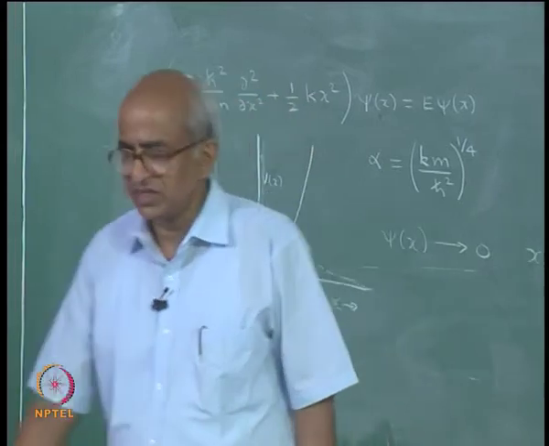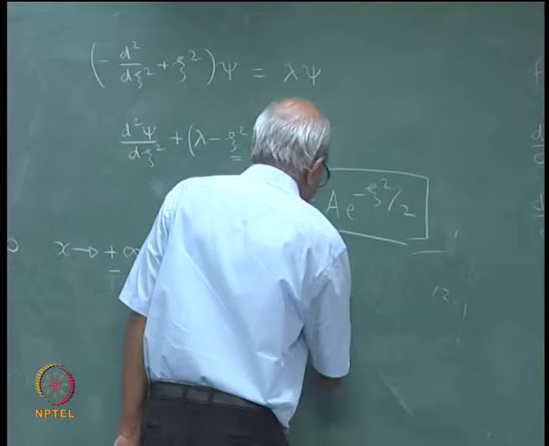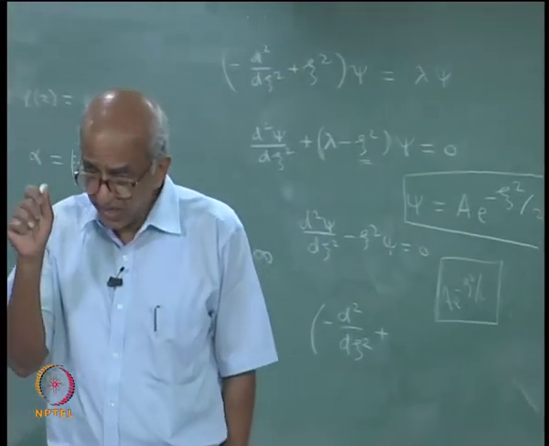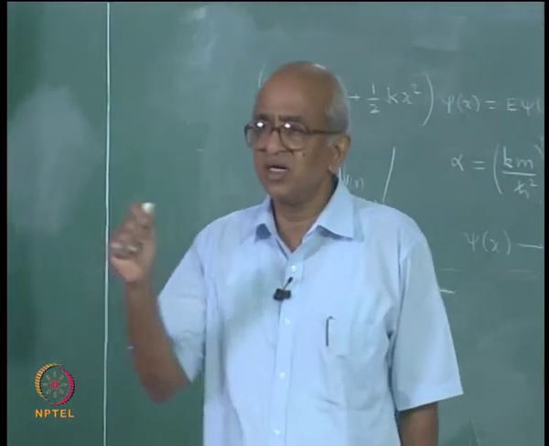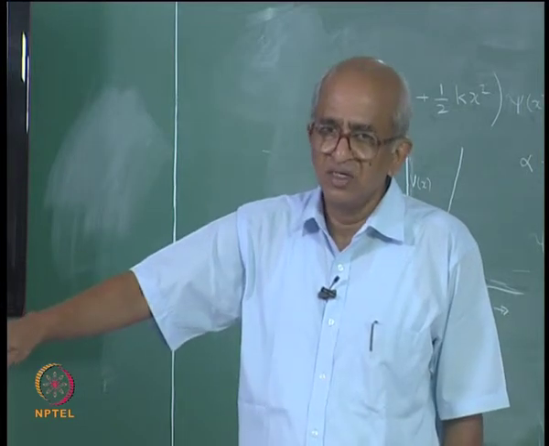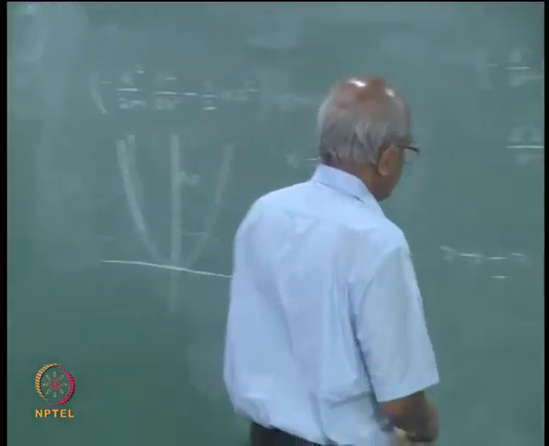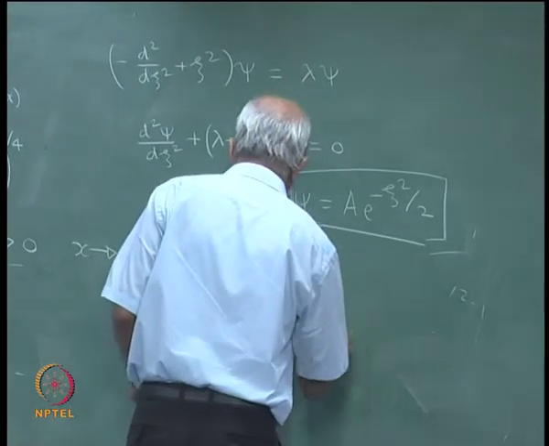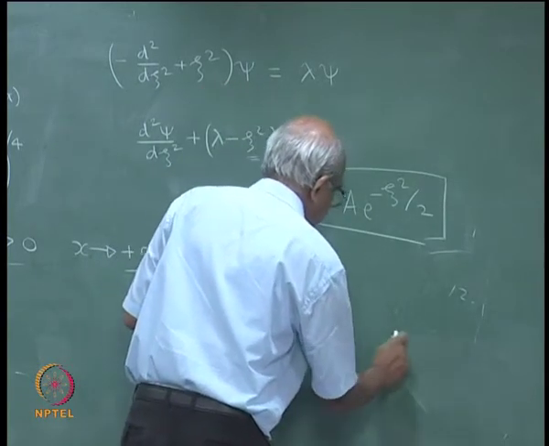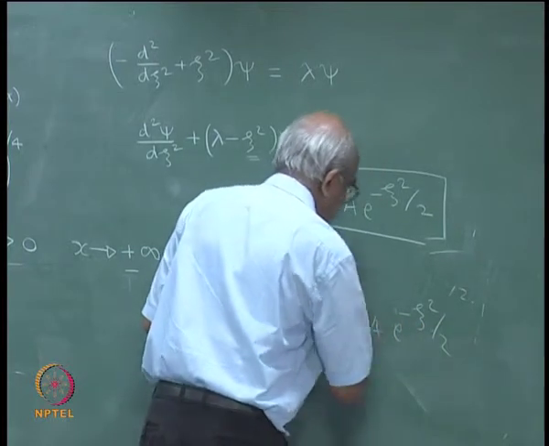In order that the solution is acceptable, asymptotically the solution must resemble some constant into e to the power of minus c square. But this solution is correct only for large values of c, it is not valid for small values of c. So, what I am going to do is take this solution. The solution is psi equal to some constant into e to the power of minus c square by 2, right, there is a constant there.